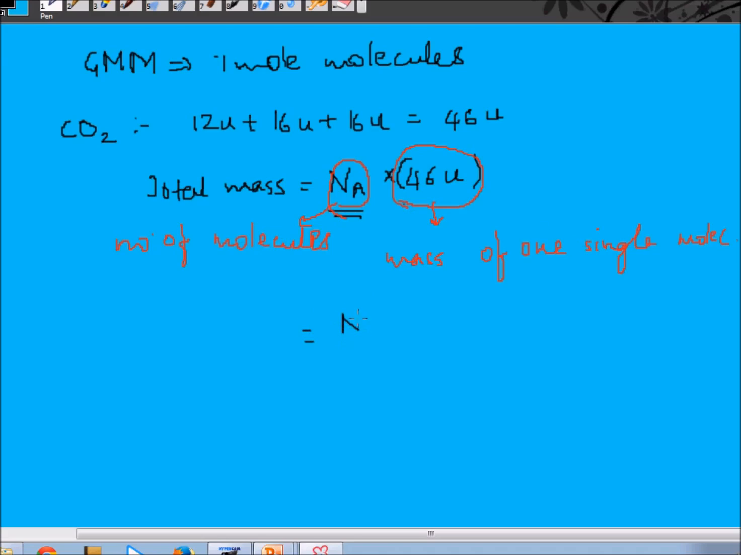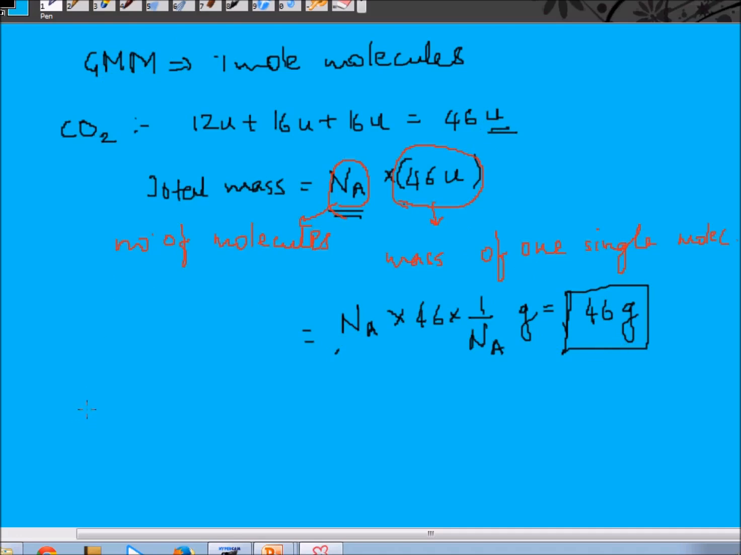If we go on to calculate this further, total mass comes out to be Na multiplied by the molecular mass in U. 1 U is 1 by Na gram, in grams. So the Na cancels and the number stays the same, in grams. So total mass of carbon dioxide is that many grams. You have to know this. Again, the mass of one molecule is in U, but when we refer to gram molecular mass it comes out in grams.